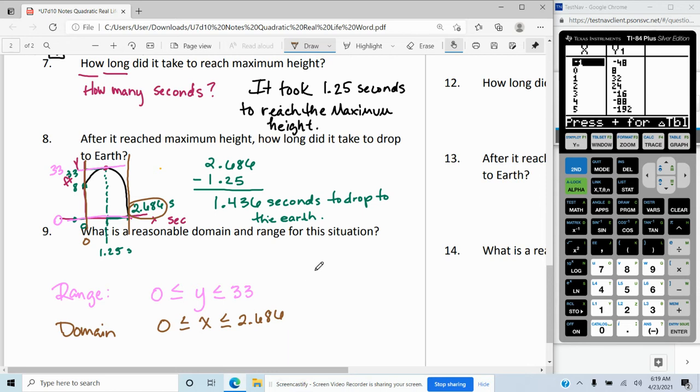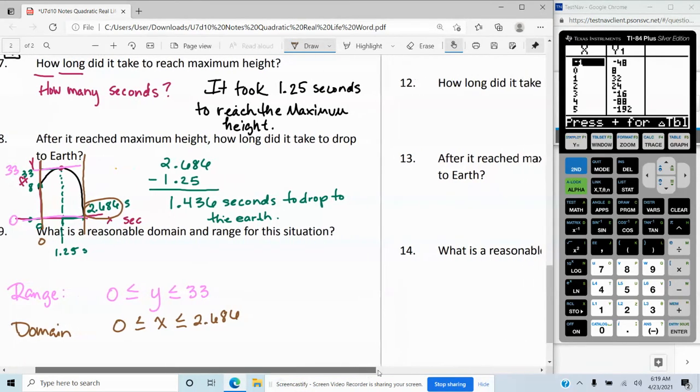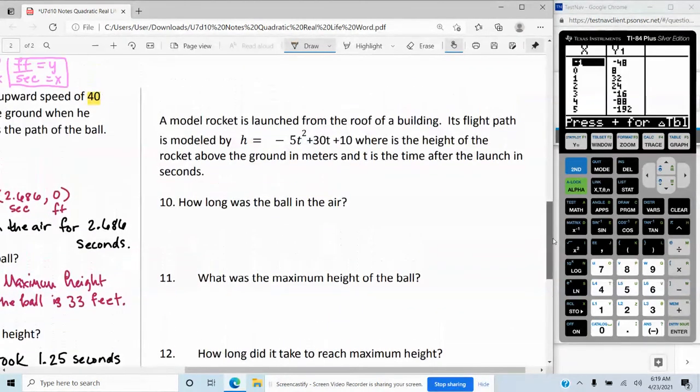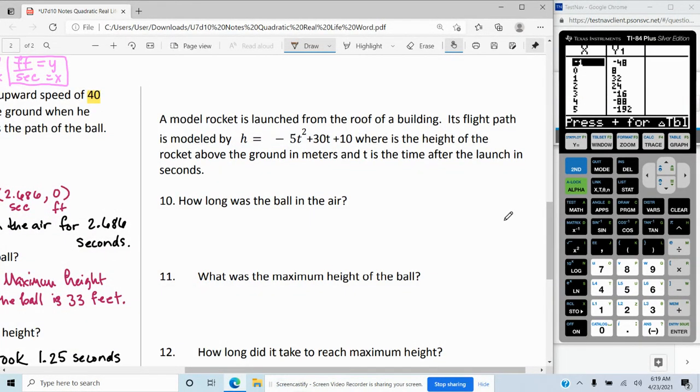I would encourage you at this point to hit pause, see if you can do the next one, and then come check your answers with me, okay? Let's go over here. Welcome back, boys and girls, ladies and gentlemen. We got a new problem regarding a model rocket launched from the roof of a building. Of course, its flight path is modeled by this, where the height of the rocket above the ground is in meters and t is time after the launch in seconds.